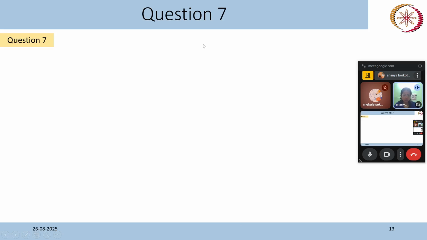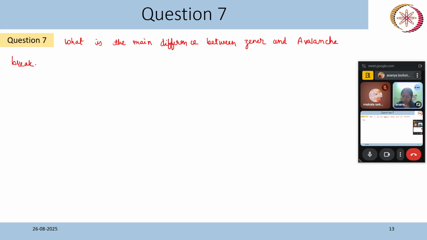Okay, this is a theoretical question we have already discussed. So the question is, what is the main difference between Zener and avalanche breakdown in terms of carrier generation.